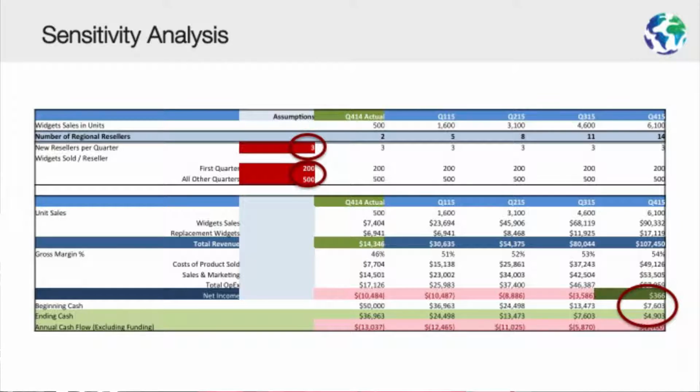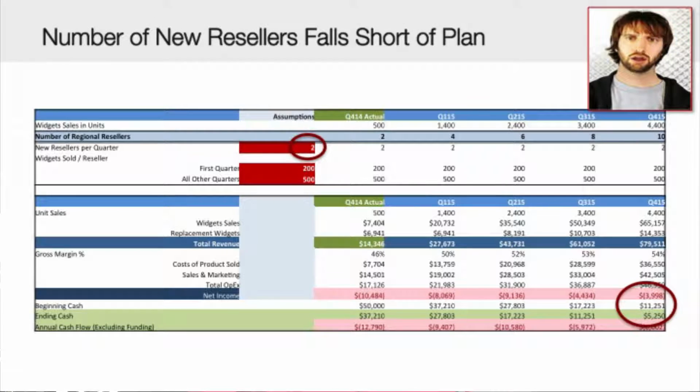They've turned operationally profitable. They have lots of cash left. But now what we're going to do is vary these outcomes. So let's say the first thing we do is the number of new resellers falls short of plan, but the number of units that they sell in the first quarter and subsequent quarters remains the same. So what happens in this scenario?